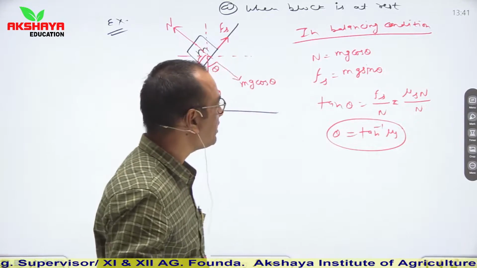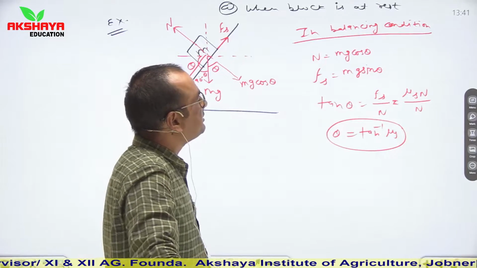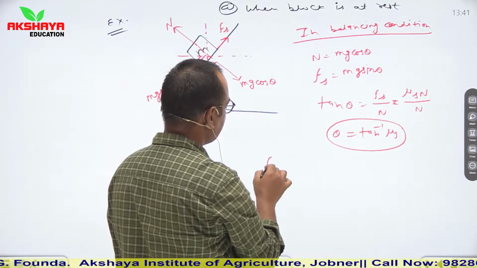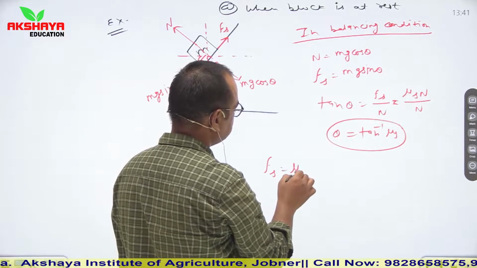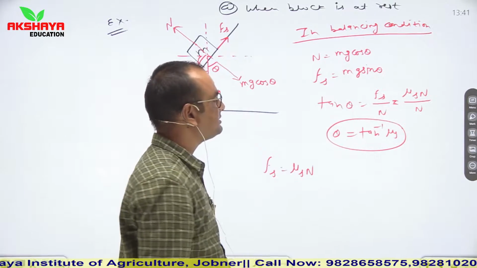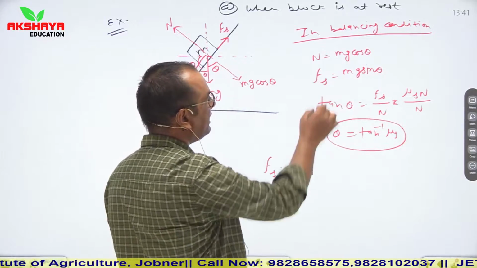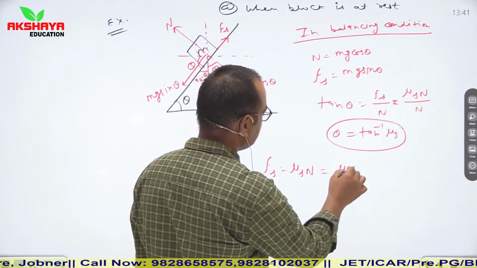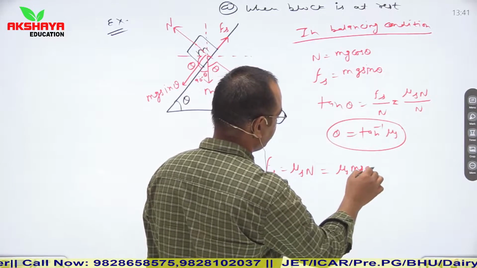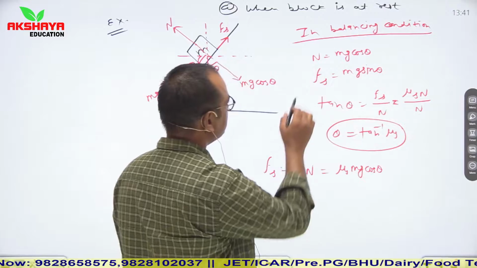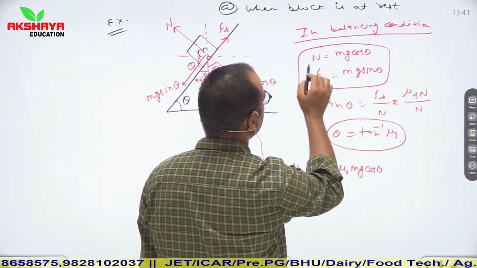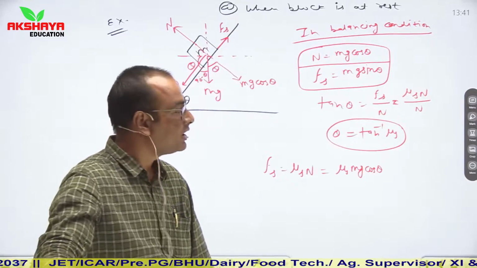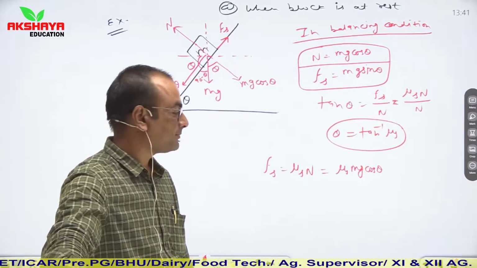Second thing, you may be asked the value of this frictional force. So see, Fs is equal to mu s n, and n is equal to mg cos theta. So it is mu s mg cos theta. So simply you have to remember these two equations and you can calculate either frictional force or angle of inclination.